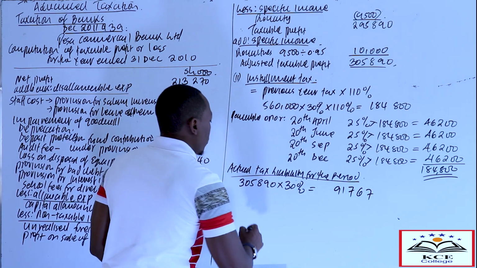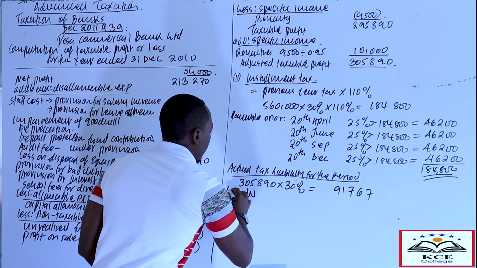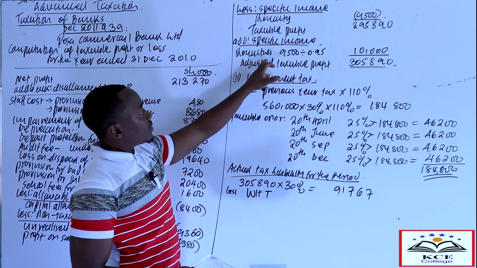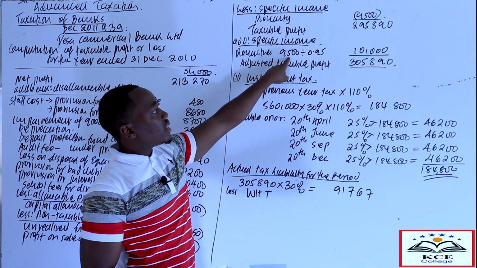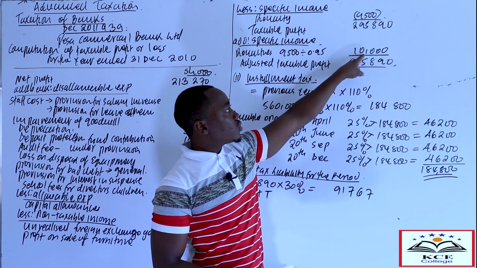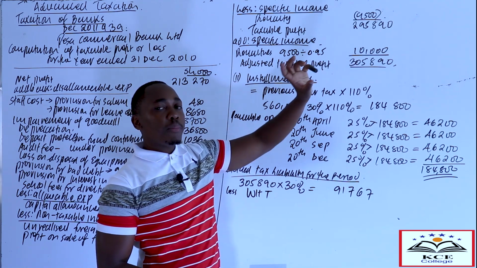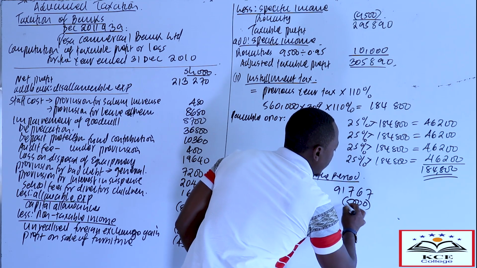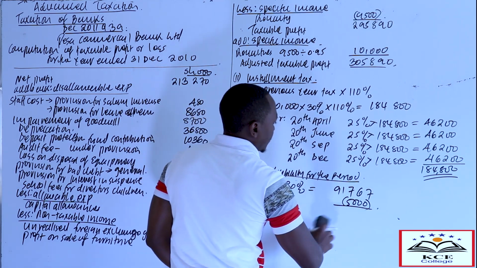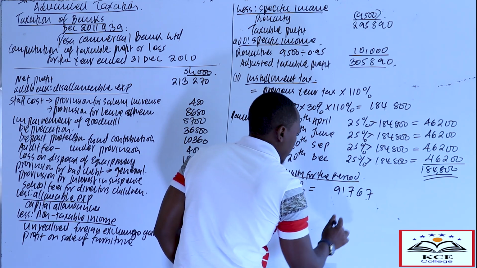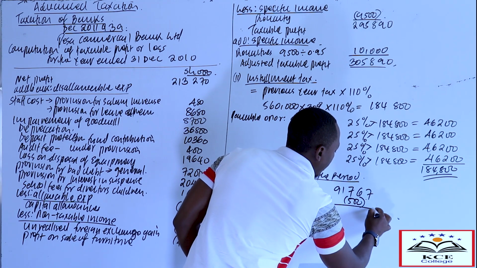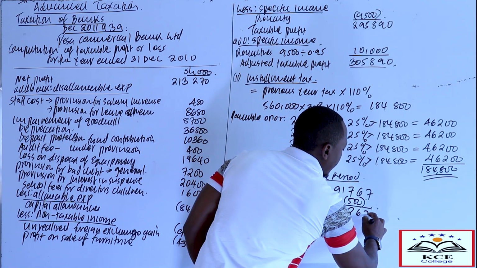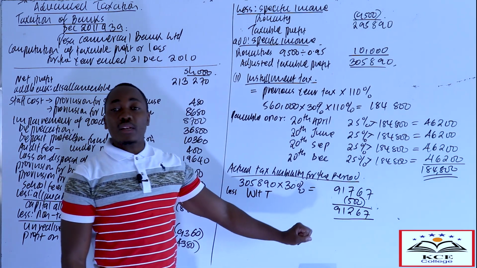But already they have paid withholding tax. You see on royalties, they received an amount of 95. That means the gross was 100. If gross was 100 and they received 95, that means they had already paid withholding tax of 500. So that means the tax for that period should be 91,267. This is what they are supposed to pay for that period.